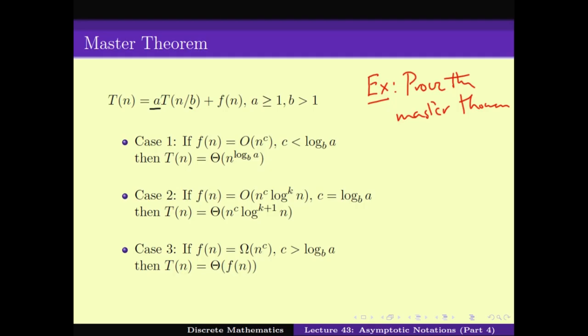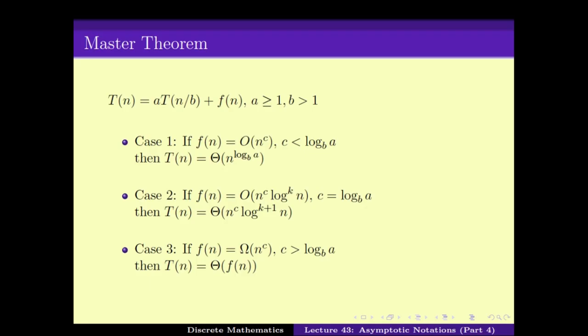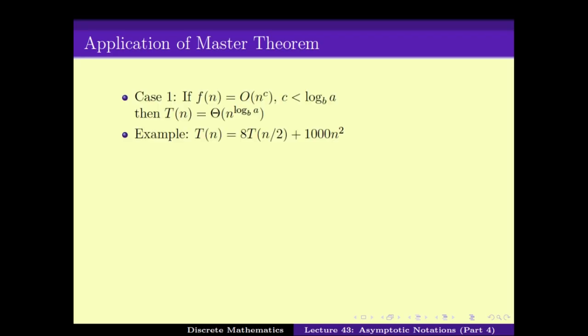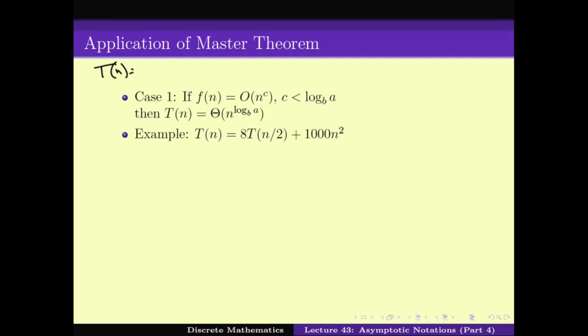So instead of proving it, I will show how one can apply the master theorem to some of the recurrences that arise. The master theorem is a bit complicated to figure out because of this log a base b and so on and so forth, but we will see how one can attack them. So say here is the first case. Let me just write down here: tn equals a t of n over b plus fn, where a is greater than or equal to 1 and b is strictly greater than 1.